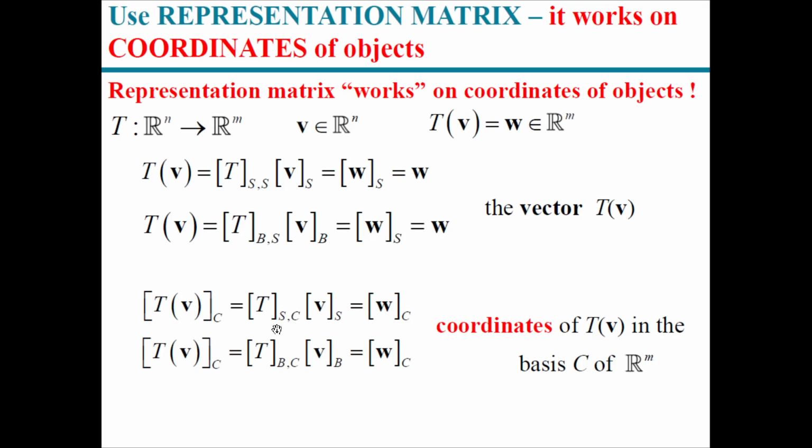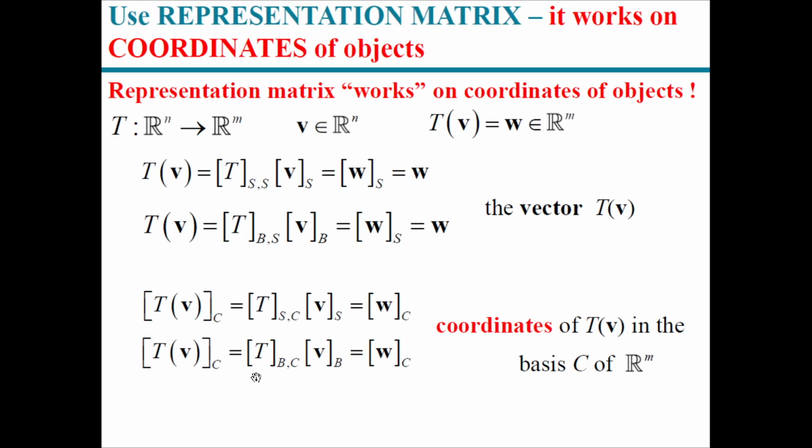Now it's different when I have a representation matrix where the inputs are in standard basis and outputs are in the coordinates of basis C. So I multiply this representation matrix by coordinates in standard basis of the input, and what I get as a result are the coordinates in the basis C of the output. So I don't get the vector itself, I don't get the image, I get the coordinates of the image in the basis C. So the job is not over.